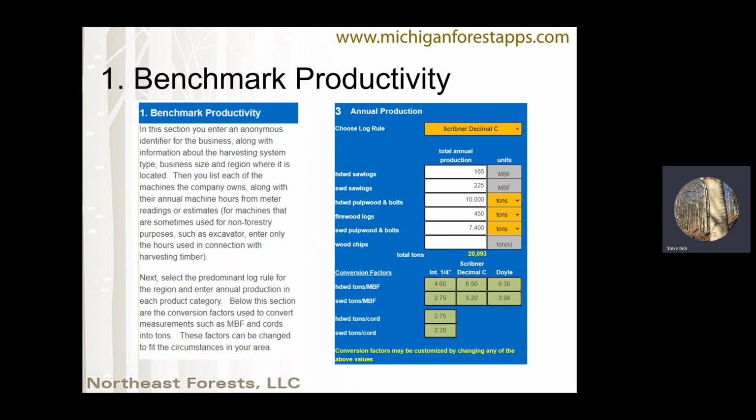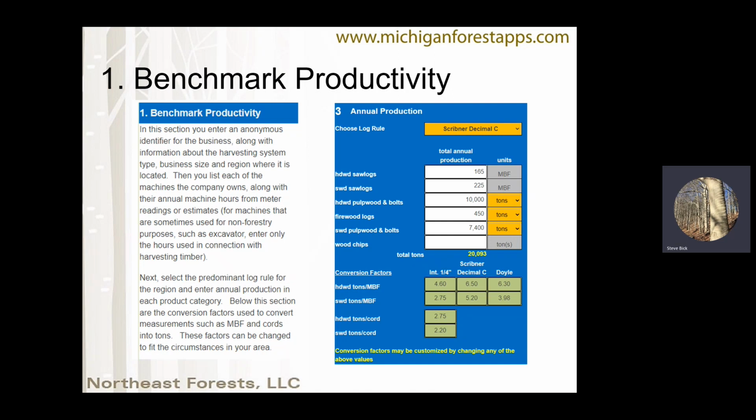Starting with benchmarking productivity, it will ask you to come up with an anonymous identifier for your company, or you can use your company name. It just depends on if you're going to aggregate the information or not and share it with others. And you've got a few other choices there. But one of the more important things is you will list all of your equipment and the machine hours involved, and then your annual production.